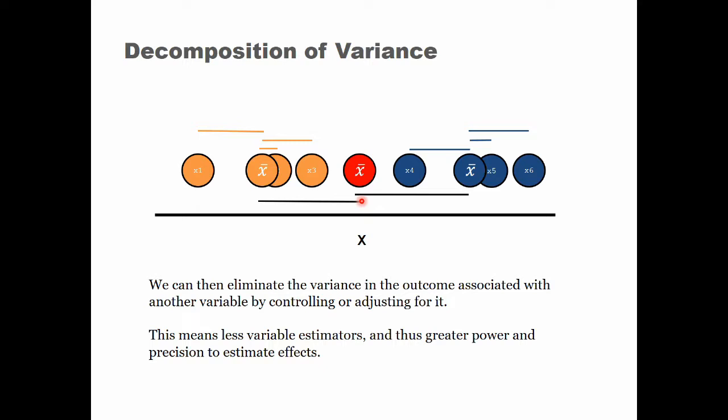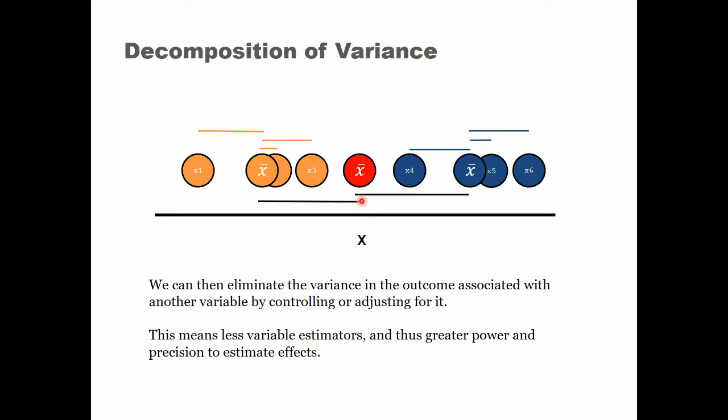And so in that way, I can start to quantify how other variables explain that variance. And then if I control for those variables, or if I adjust for them in a statistical model, I can essentially eliminate that source of variability, and thus lower the variability in my sampling distribution. All right, so that's what we do.